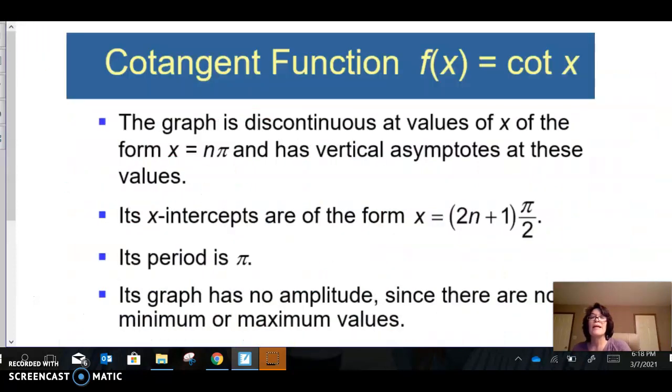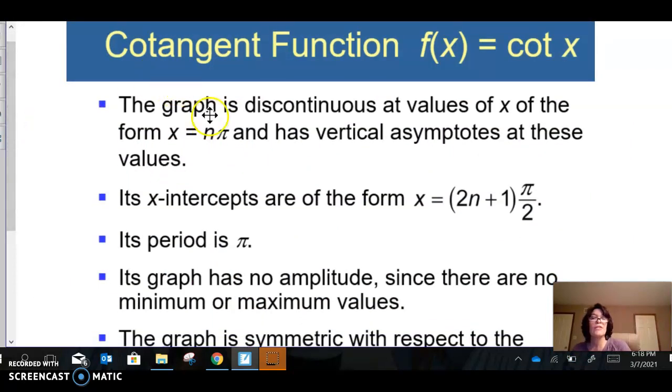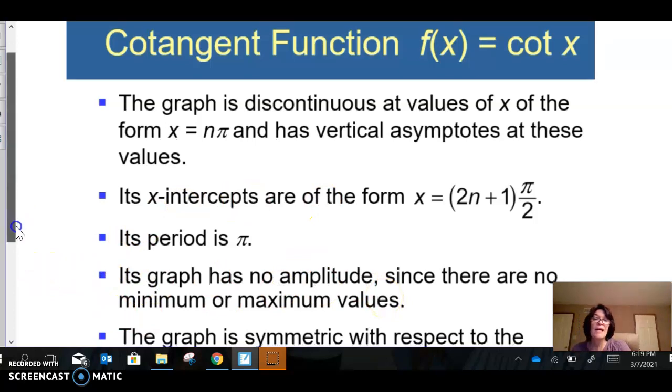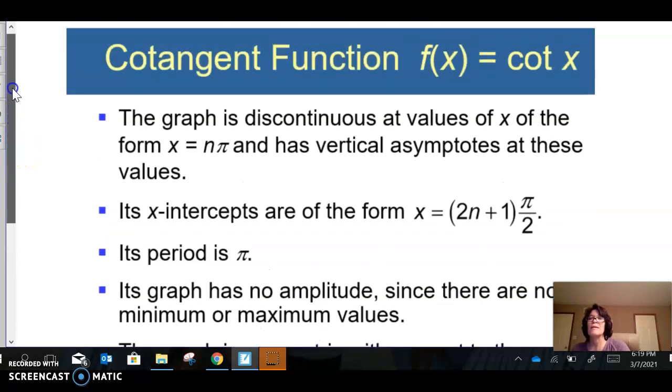Then we have cotangent, which is different in the x-intercepts, and the asymptotes are flipped. This time the asymptotes are all the n pi's. Those are the vertical asymptotes. And the x-intercepts are all the odd pi over 2's. The period is still pi. The graph has no amplitude. The graph is symmetric with respect to the origin again, so the function is odd. Tangent is odd, cotangent is odd. They're both odd functions.